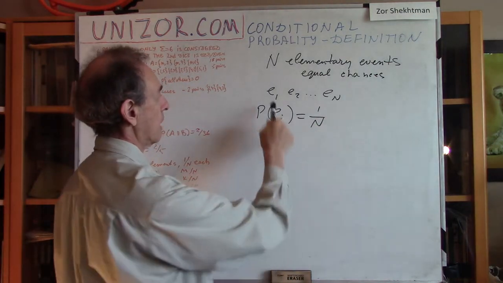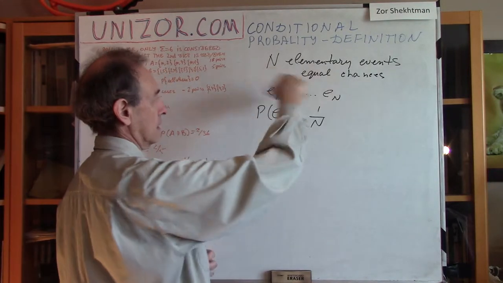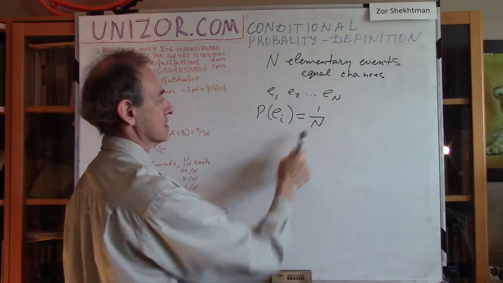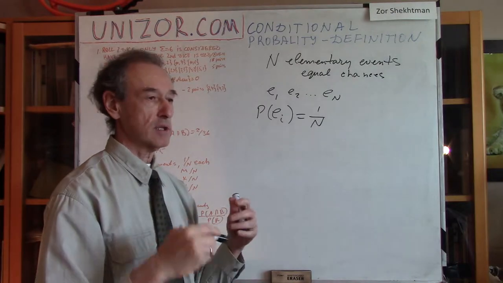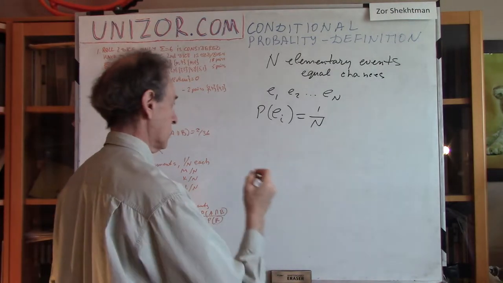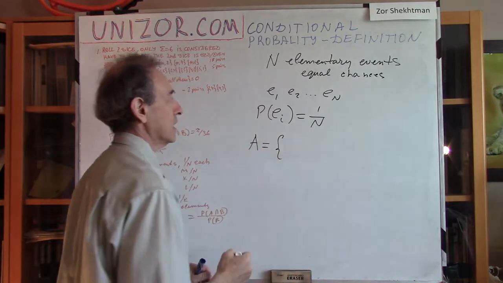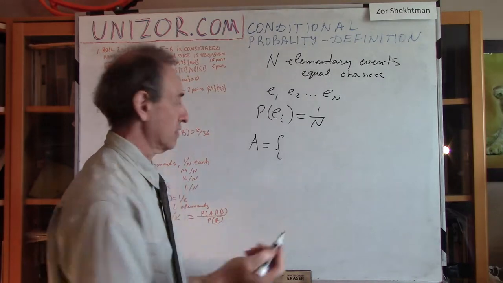So you understand the symbolics. These are elementary events which comprise my sample space. And the probability of each of these elementary events is 1 over n. Now, let's talk about one event I'm interested in. This is event A. It has a certain subset of these elementary events, right?